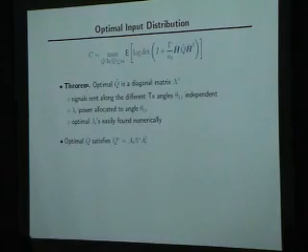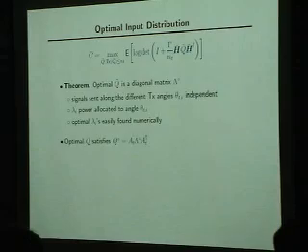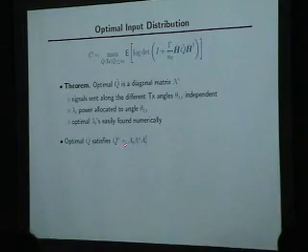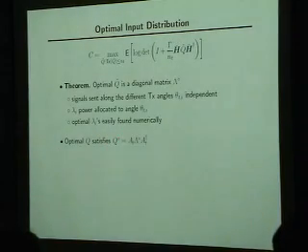So this is the first result. You wouldn't get such a simple result without the independence here. So that's a nice thing about looking at it in the virtual domain. And of course, once you find the optimum input distribution, which is diagonal, you just transform it back and you get the covariance in the original domain, which may not be diagonal.